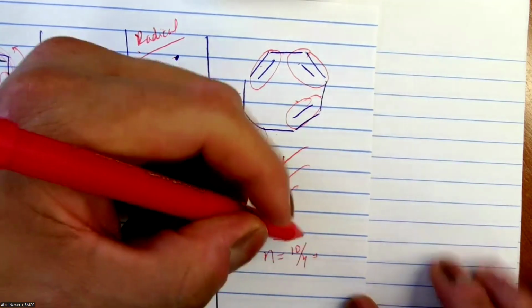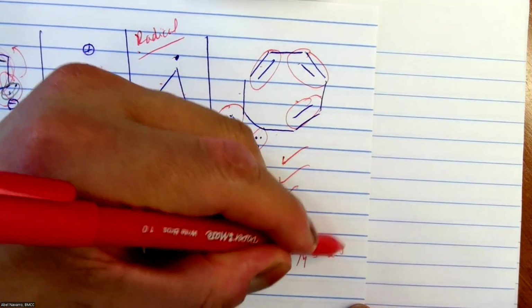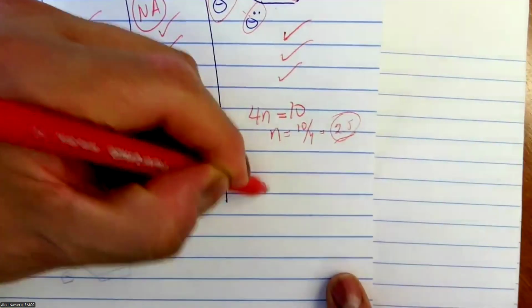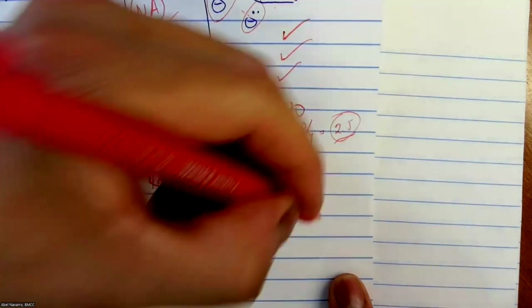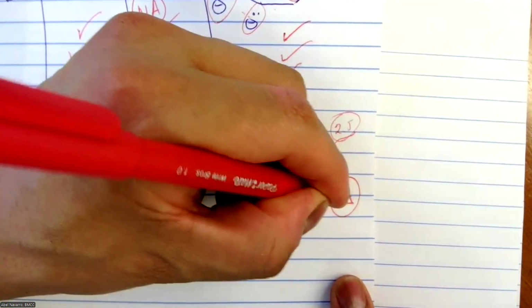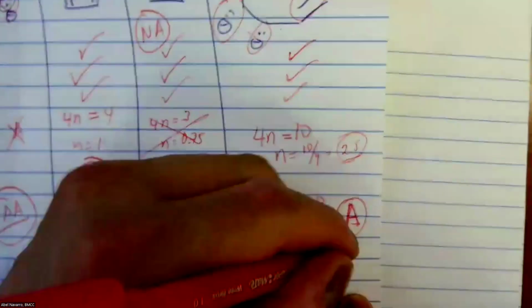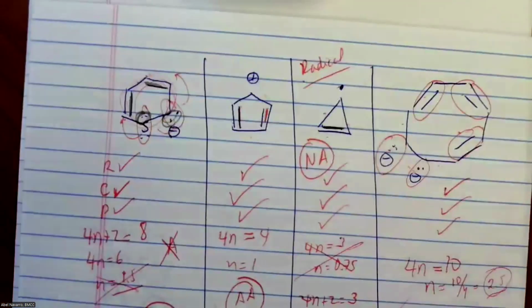Just try to figure out 2.5, right? No, it's not anti-aromatic. What about aromatic? For n plus 2 equal to 10, n is equal to 2. It is aromatic. So this compound is aromatic. It works with aromaticity. All right, great.